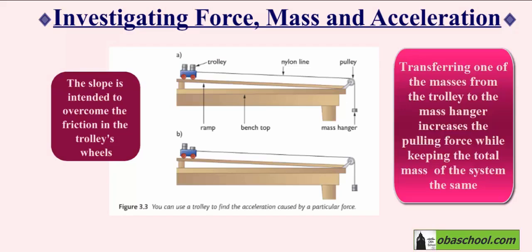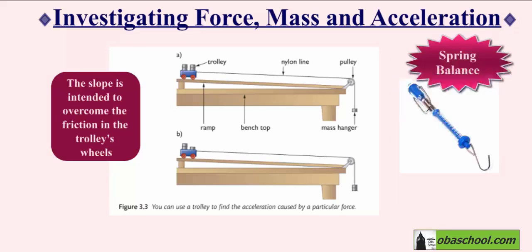Transferring one of the masses from the trolley to the mass hanger increases the pulling force while keeping the total mass of the system the same. That's why we don't introduce mass from outside of the system. Now we can measure the force of each load using a spring balance. We have discussed how this works in a previous tutorial.